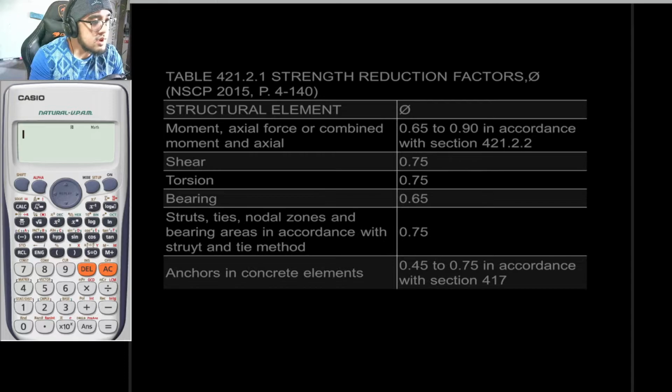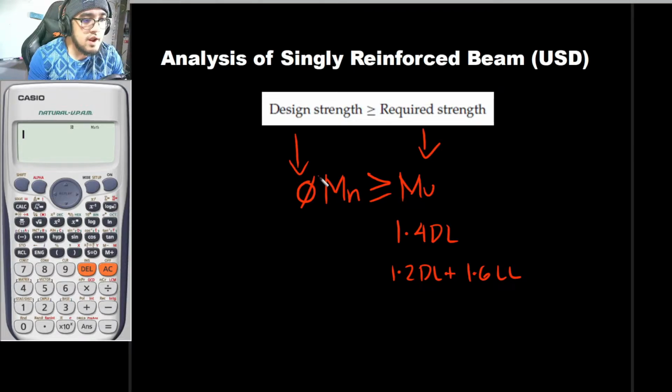So for example, if you are to analyze it in moments, let's say that it is a flexural member. The value of your phi will depend upon which case it would be. It would be from 0.65 up until 0.9. On how we would be choosing 0.65 and 0.9, I will be explaining that in the videos to follow. Anyway, if you have a shear element, your reduction factor phi is 0.75, and so on. So that is for your value of phi.